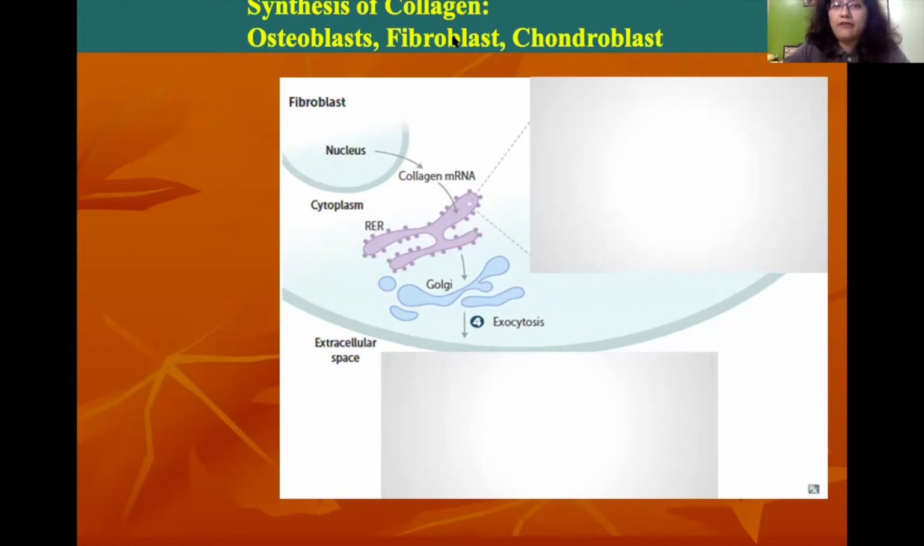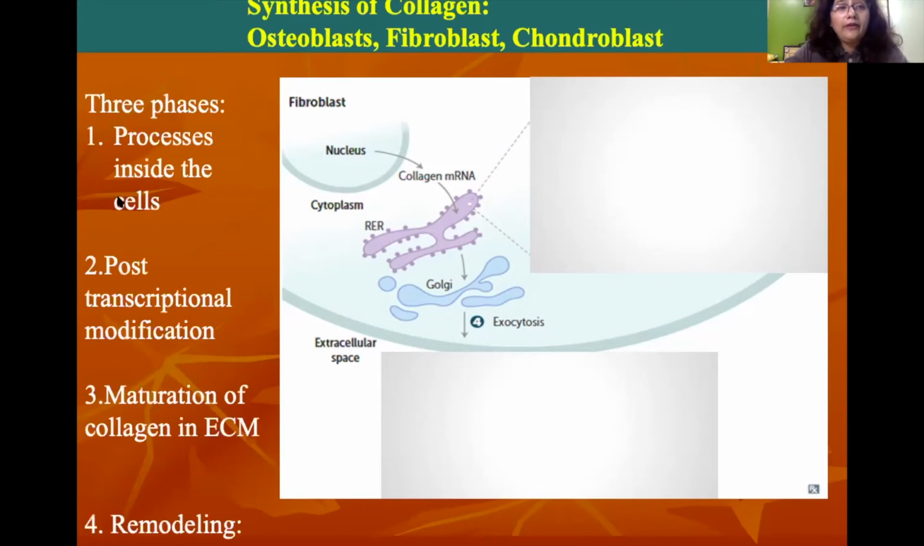It is synthesized by fibroblasts, and in the cartilage it is synthesized by chondroblasts. Now let's see what the different steps are. In a nutshell, we have divided this into three phases. So the first phase is the processes inside the cell. Second is the post-transcriptional modification, which occurs inside the cell again. And the third phase is the maturation of collagen in the extracellular matrix. Now the fourth stage, remodeling, is not in continuation, but it occurs afterwards.